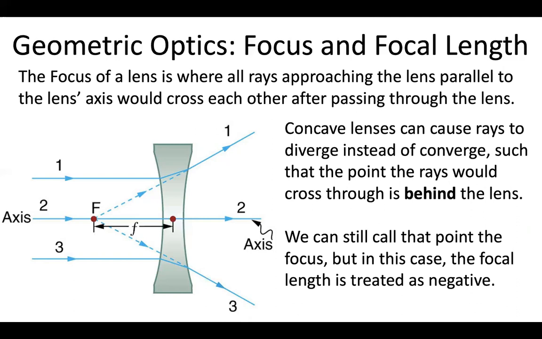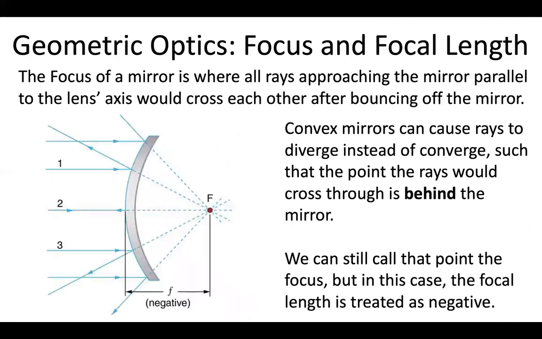Why would you want to do this? We'll see some examples of that. Same thing with mirrors. If you have a mirror that's convex, that is curved outward, you can disperse light. And in this case, again, you can track all of those rays back to a single point, that's called the focus, and define a focal length, but again, the distance is negative.